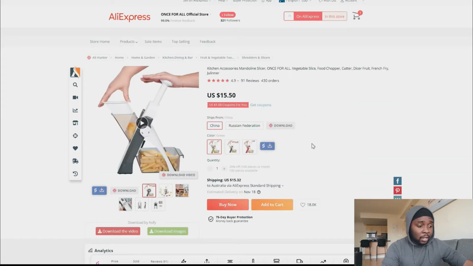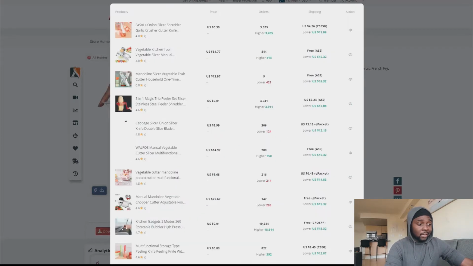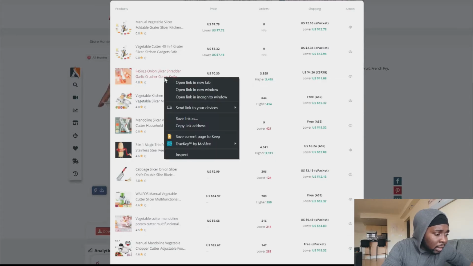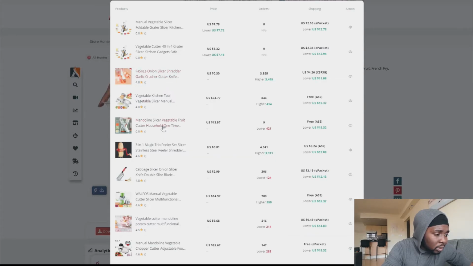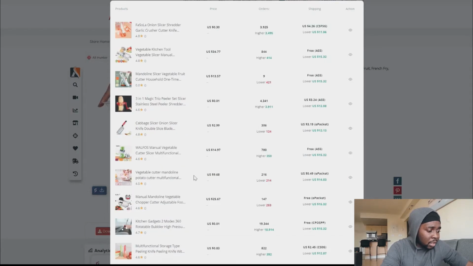I use the Ali Hunter Chrome extension, and we can also see who's reselling this on AliExpress. So let's see similar stores selling this. Let's see how many orders you are getting a day. So this is 421. I think this is the one that's opened. There are different variations, different versions of veggie slicers. But this is the one that I think we have open on the other page.